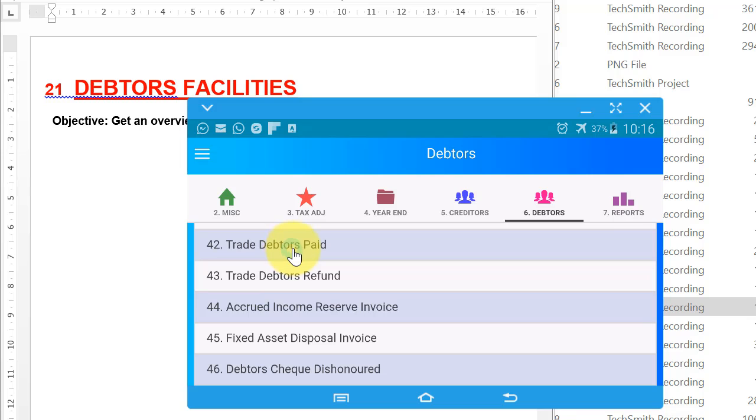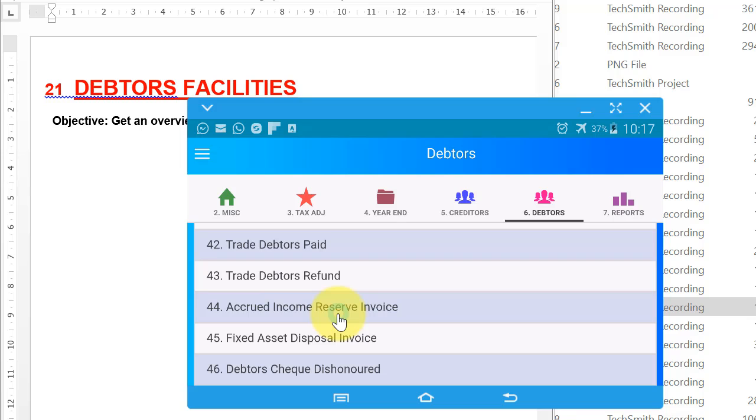Now, this trade debtor payment reduces the balance owed by the debtor. And then this refund should be paid to them in case they paid in excess of the debt, or alternatively, they returned the product after it had been paid for.